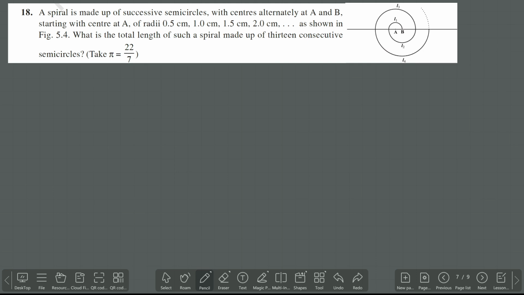So it's about a spiral question. A spiral made up of successive semicircles as shown in the figure. You can see the diagram, okay? With the centers alternately A, B, starting with the center A. See, the center point is changing alternately. They are starting with A as a center. So there is a semicircle like this, and another semicircle like this.